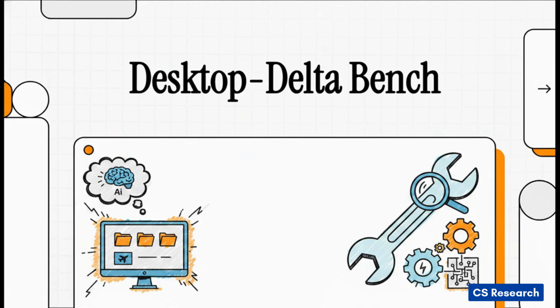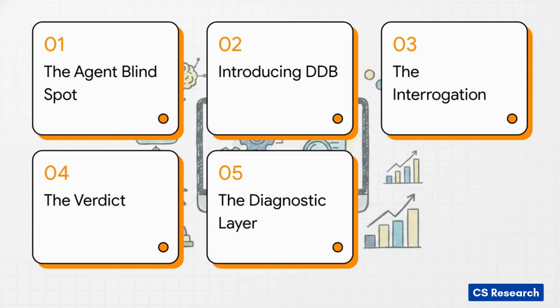It's wild, right? Well, today we are breaking down a brand new research paper that reveals the precise mechanical blind spot causing these failures. Here's our roadmap for today. First, we'll look at the AI agent blind spot. Then we're introducing desktop delta bench. After that, we'll move into the interrogation, check out the verdict, and finally, wrap up with the missing diagnostic layer.